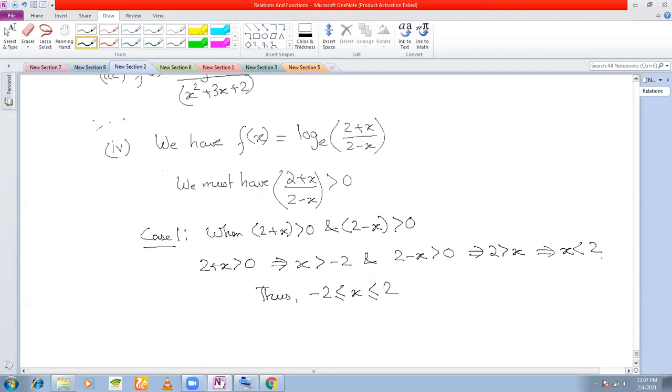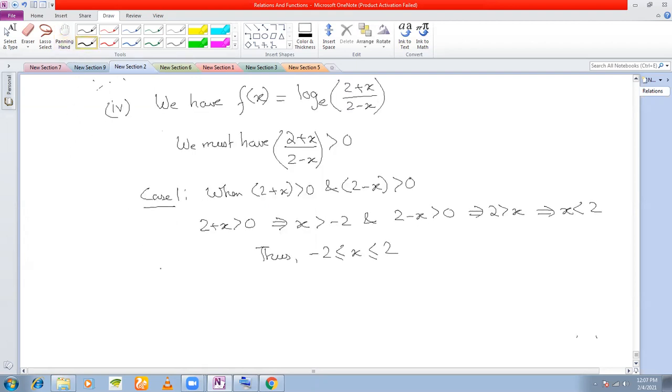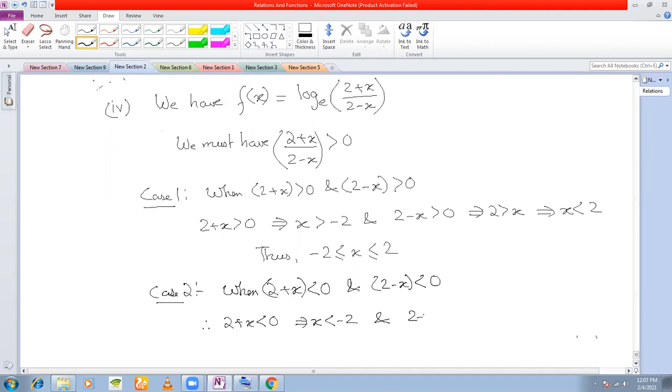x is greater than -2 and x is less than 2 means x must lie between -2 and +2. The second case can be that when numerator and denominator both are negative. So when 2 plus x is less than 0 and 2 minus x is less than 0. Therefore 2 plus x less than 0 gives us what? x is less than -2. And 2 minus x less than 0 gives us what?